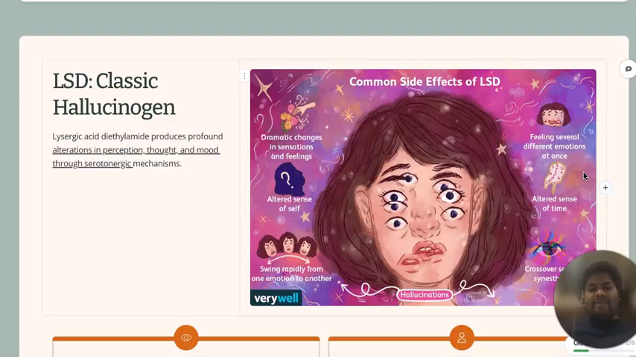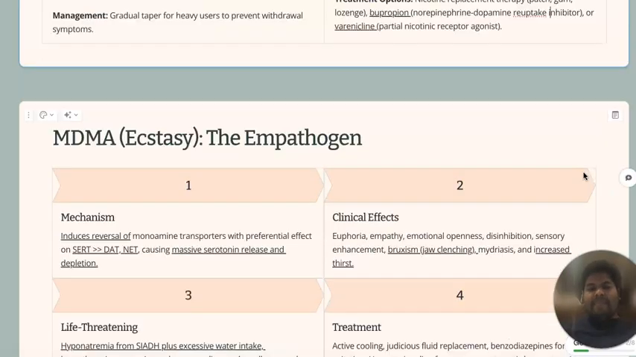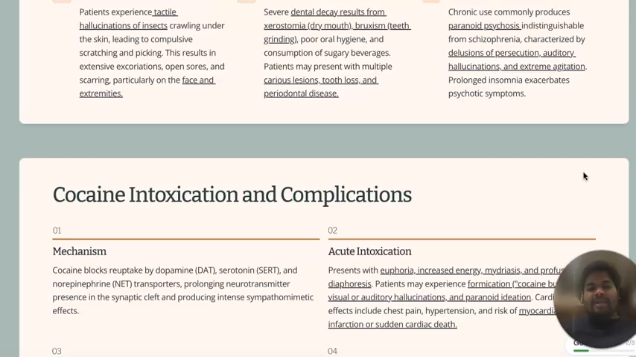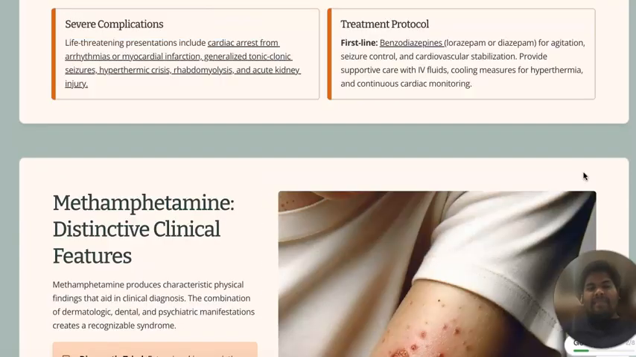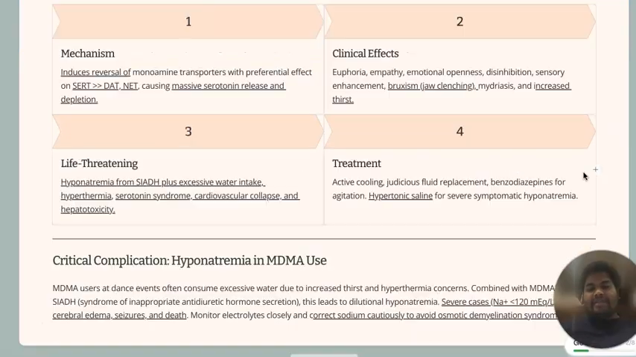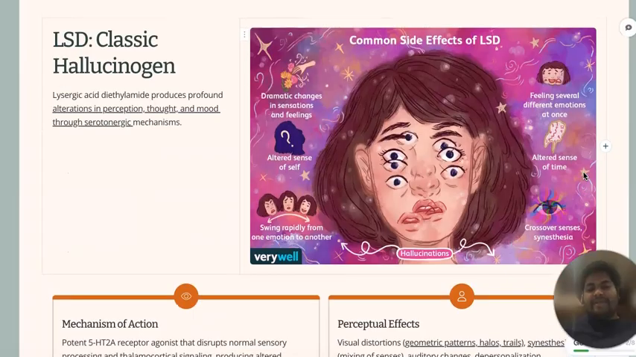Now we talked about MDMA, we talked about caffeine, nicotine, cocaine, and amphetamine and methamphetamines. Now after this we'd like to go to the next topic. Those are hallucinogens. So out of which we'll be talking about LSD first. Okay, so LSD is a classic hallucinogen. It causes alteration in perception, thought, and mood through serotonergic mechanisms.